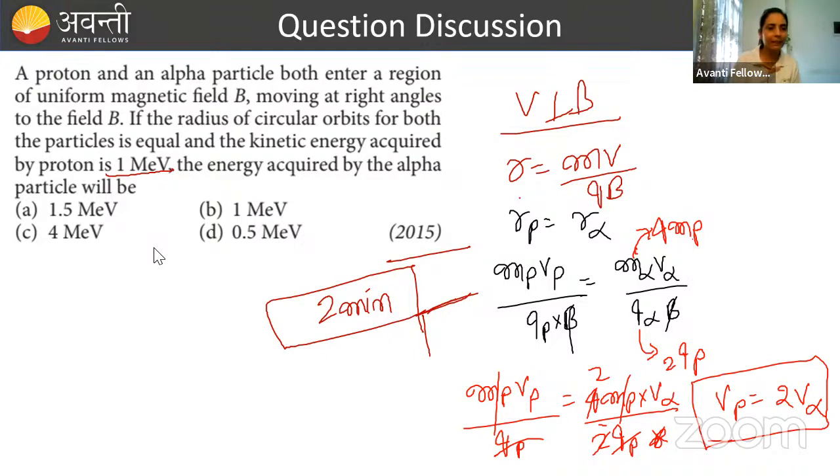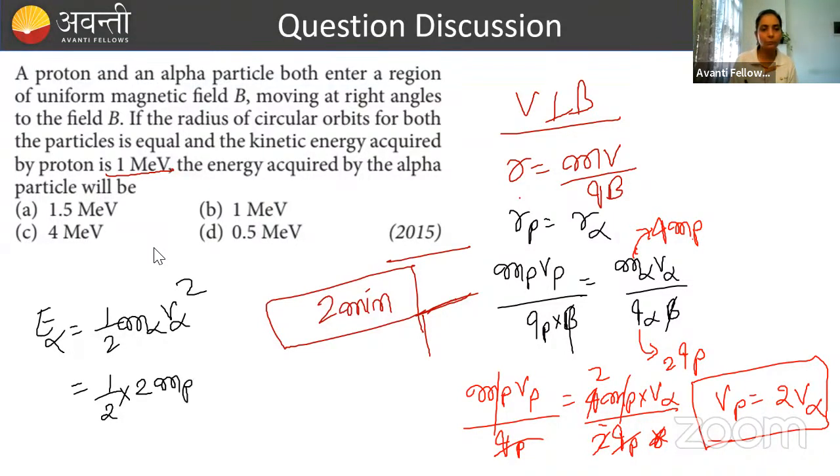And in the question, it is given that energy of proton is 1 MeV. So what will be the energy of alpha particle? If you write the energy of alpha particle, you will write half mass of alpha particle, velocity of alpha particle squared. So half into mass of alpha particle, and velocity of alpha particle is velocity of proton by 2, squared. So you are going to get what? I hope I have not made a mistake anywhere.